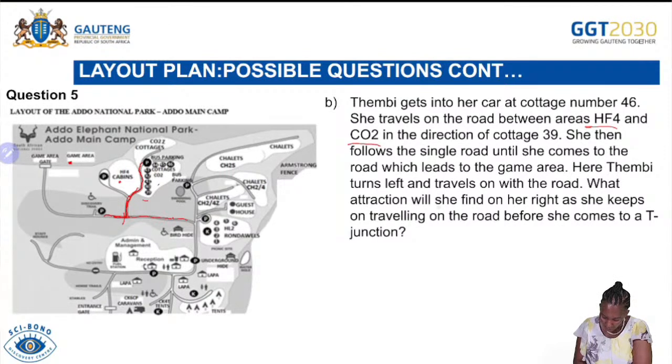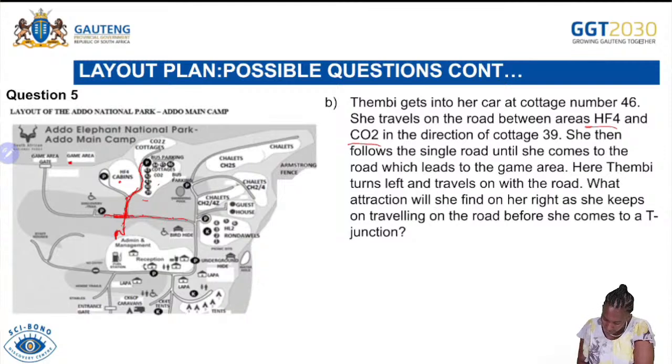Now it says, what attraction will she find on her right? Okay, here Tembi turns left and travels on the road. So she turned left. Remember we said here, now she'll be facing north. Now she turns to the right because she's going towards what? She's going towards the game area.